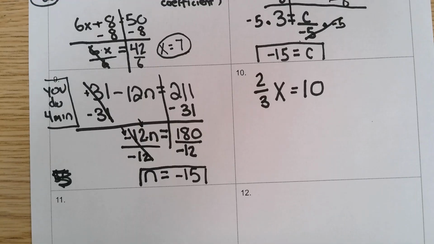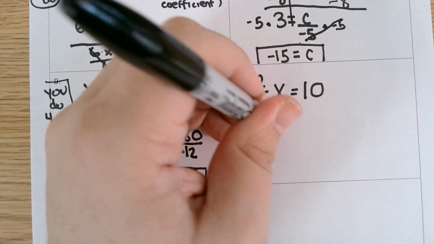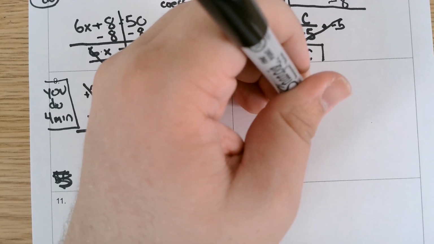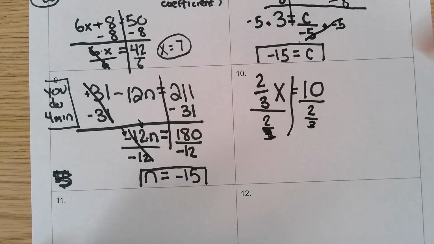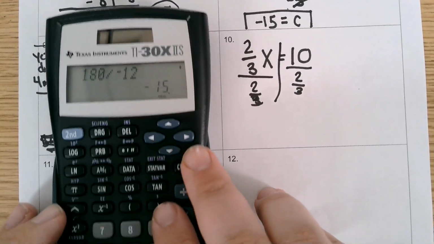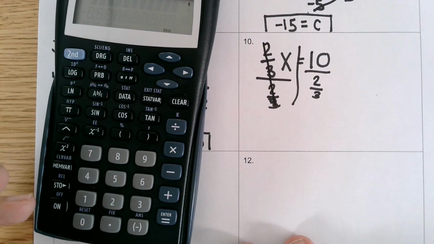If you want to get rid of a fractional coefficient, there's a couple ways you can think about it. Either A, you could divide by 2/3. This works especially if you're using a calculator. The calculator will do all the heavy lifting for you. So let's talk about that. You divide by 2/3, and that would still cancel out.